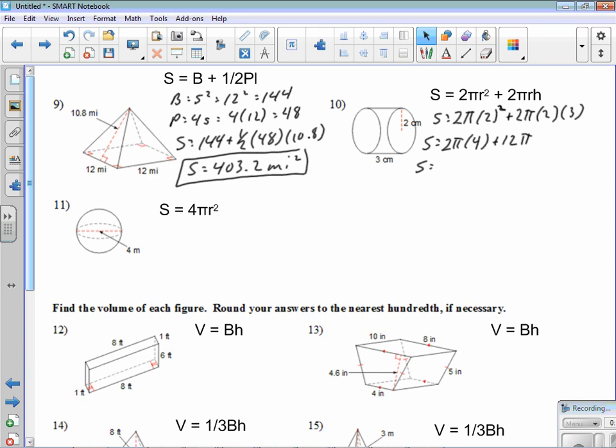So 8 pi plus 12 pi is 20 pi. We've got to get it in a decimal form. So 20 times pi will give us 62.83 centimeters squared.